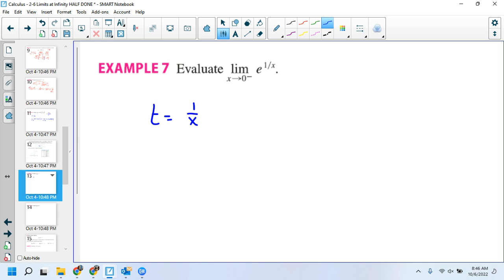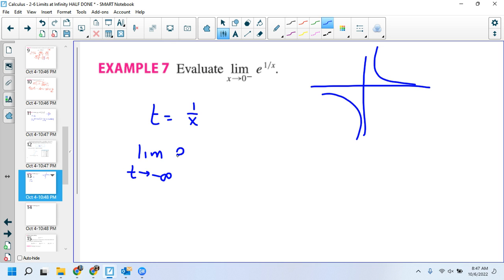Okay, so as I get closer and closer to 0, what's going to happen to 1 over x? What's it going to go to as I make x closer and closer to 0? Think about the graph of 1 over x. And I should say get closer and closer to 0 from the left, right? From the left side of 0, what's happening to this function? Where's it going? Negative infinity. So what I can say here is that this is equivalent to saying the limit as t goes to negative infinity of e to the t.